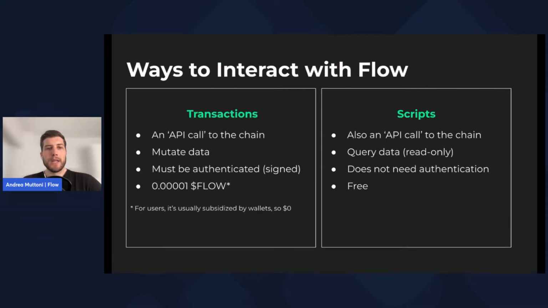So another cool thing about Flow is that there's two different ways to interact with Flow. There's transactions, which everyone kind of already knows, right? A transaction mutates data on chain. And usually those transactions cost some Flow, right? Currently, transaction costs are so low on Flow that wallets subsidize transaction costs. So for users, it's effectively free to transact on Flow.